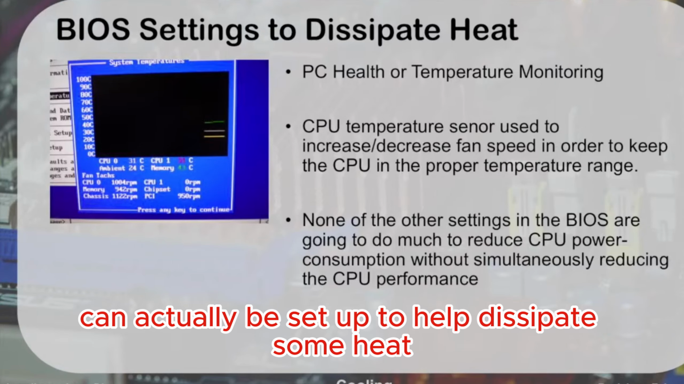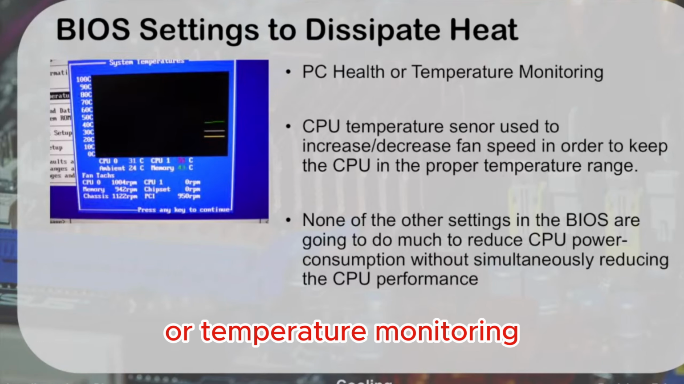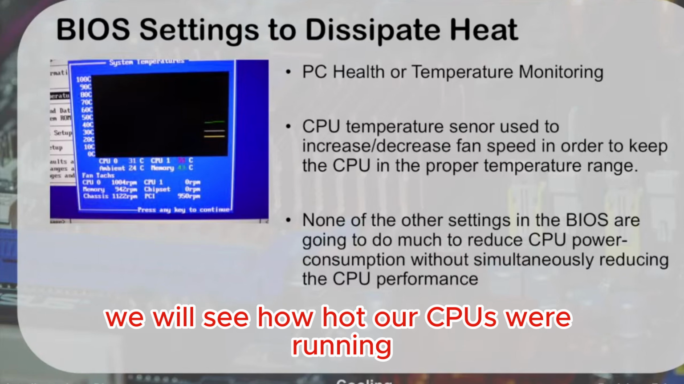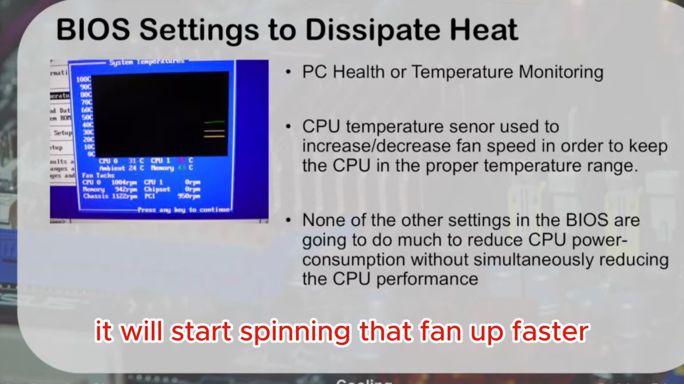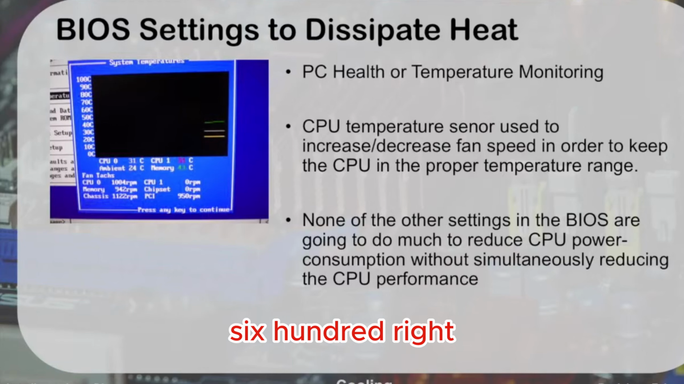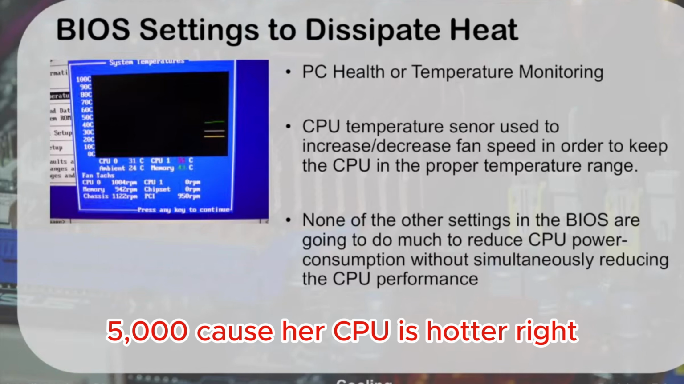So your BIOS can actually be set up to help dissipate some heat as well. A lot of BIOSes have what's called PC health or temperature monitoring. When we did our BIOS lab yesterday, you guys saw that. We were able to see how hot our CPUs were running. There's a sensor in there that if it gets too hot, it'll start spinning that fan up faster. Most of us, our CPU fans were running at around 3600, right? If we looked at Sarah's, hers was going up into the 4000, 5000s because her CPU was hotter, right?